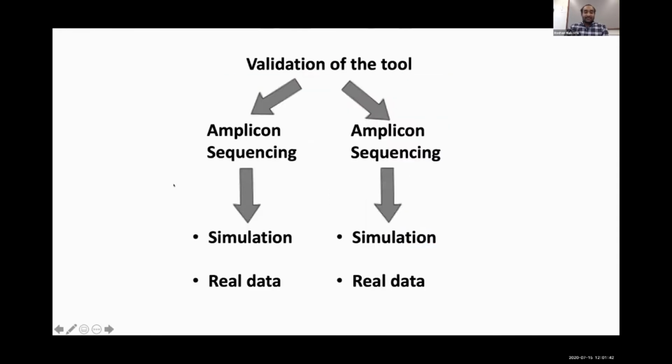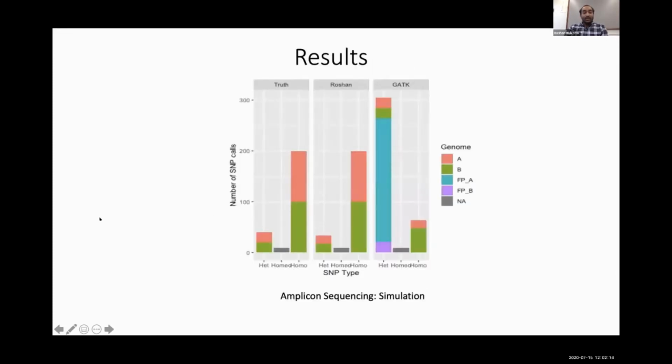So for validation, we had two cases, amplicon sequencing and whole genome. And we did simulation for two reasons. One is because we know the absolute truth of what kind of SNPs are present at what position, to know what we are looking for. And then to show our applicability in real data. But for time constraints, I'm going to just summarize results for just one of the cases. So these are the results for amplicon sequencing for the simulation data.